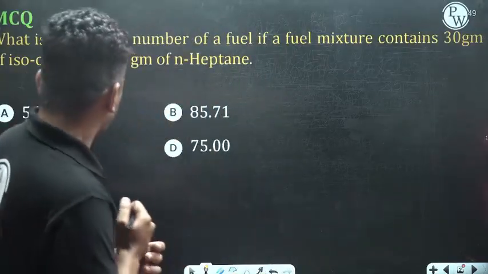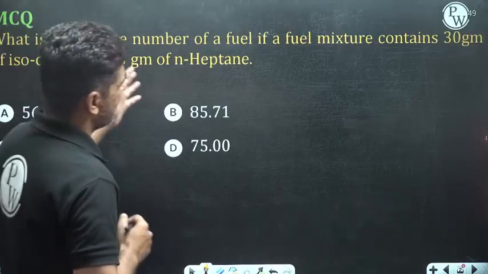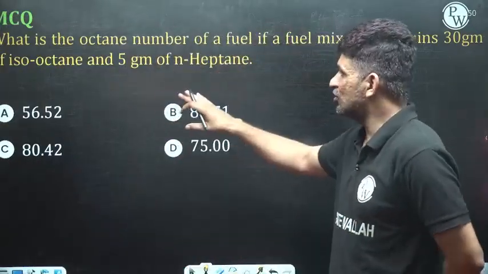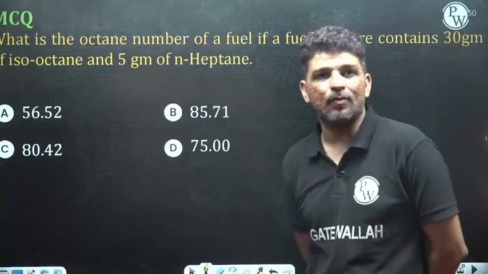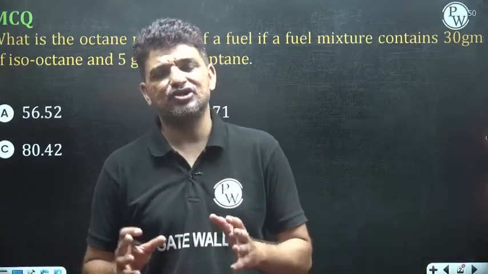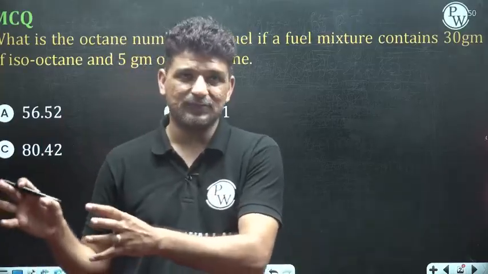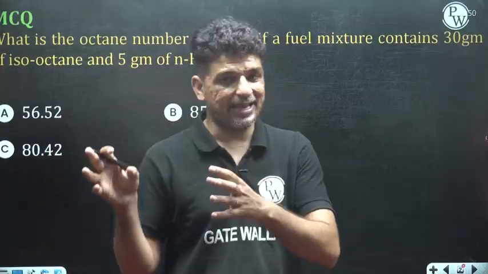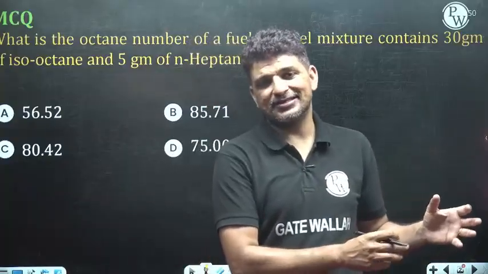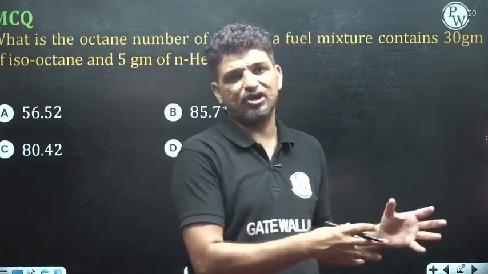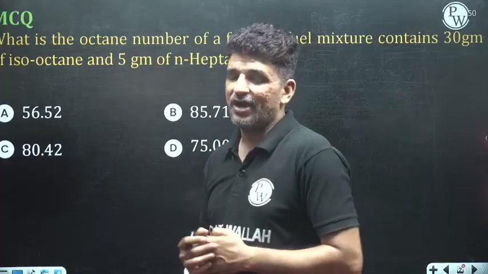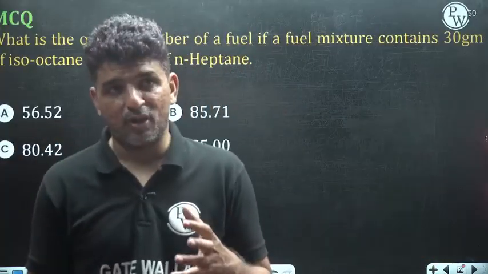So the first question says, what is the octane number of a fuel if the fuel mixture contains 30 gram of isooctane and 5 gram of normal heptane? An engine test is performed, and whatever fuel is burnt, that same proportion of the fuel, which was producing the same knocking, was a mixture of normal heptane and isooctane. So now he is asking what is the octane number of the fuel which was tested.